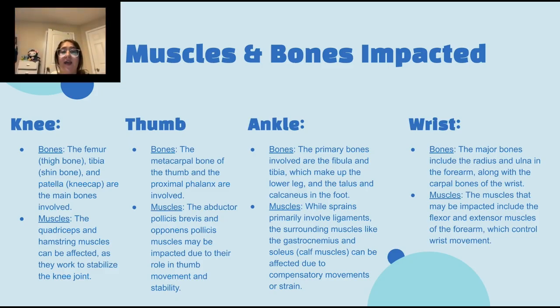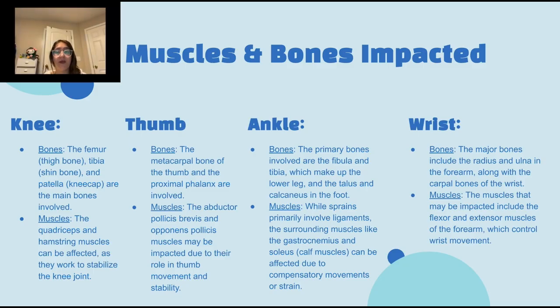When we look at ankle sprains, for bones, the primary bones involved are the fibula and the tibia, which make the lower leg, and then the talus and the calcaneus in the foot. For muscles in ankle sprains, while sprains primarily involve ligaments, the surrounding muscles like the gastrocnemius and the soleus, which are the calf muscles, can be affected due to compensatory movements or strain.